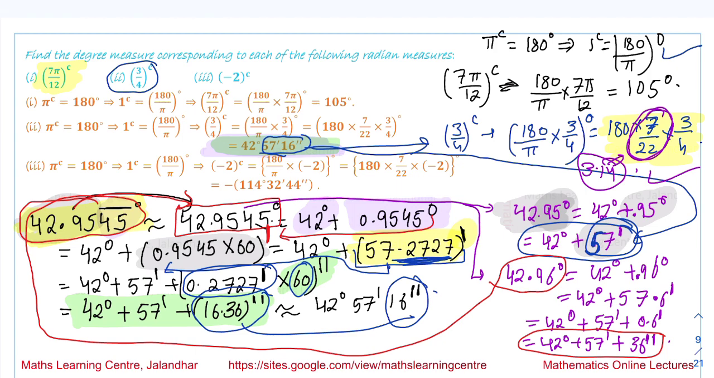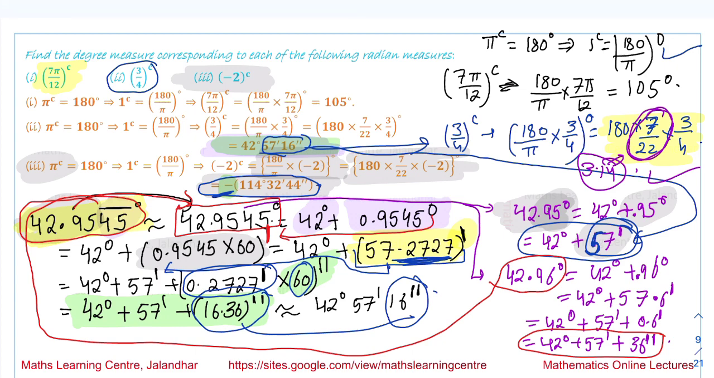Next, we have to calculate the value for minus 2 radians. So the answer we are obtaining is 180 by pi into minus 2 radians. On solving this, the answer we will obtain, as shown over here, is 114 degree 32 minutes and 44 seconds, and it has a negative sign over here.